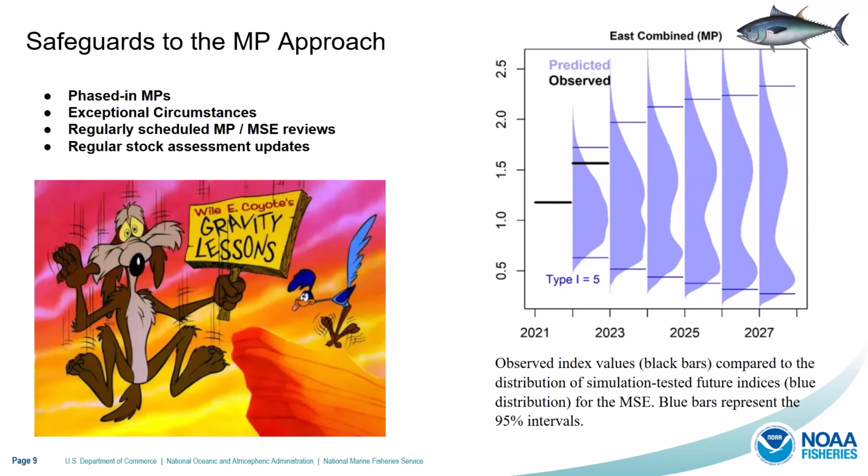This figure on the right is sort of a demonstration of exceptional circumstances protocols for Atlantic bluefin tuna. This plot shows Atlantic bluefin tuna indices of relative abundance that are used as the basis of an empirical management procedure. The purple shading describes the distribution of indices of abundance that were simulation tested within the MSE. And the blue bars on the top and bottom are the 95th percentiles.